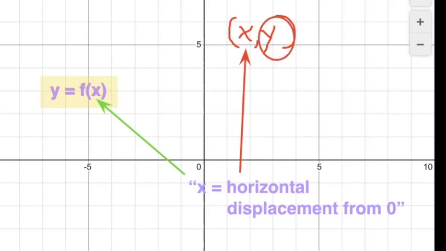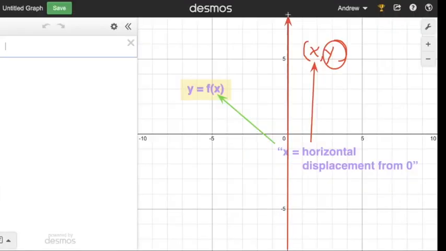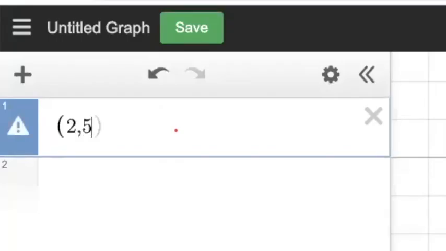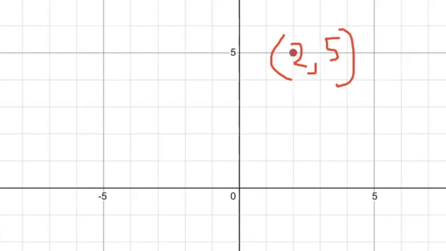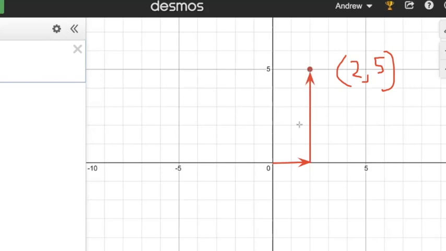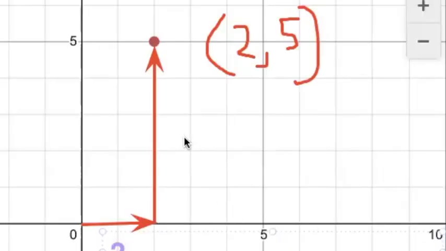The y-axis is this up and down axis. When we get y as a number, we're going to take vertical steps. So if we look at a point like 2, 5, if we just type that into Desmos, it will graph it for us. When we see it put it at this place, let's see how we got there. We went over 2 horizontally because the x value is 2. And then we went up 5 because the vertical displacement from 0 is 5. And we wound up at the point 2, 5.